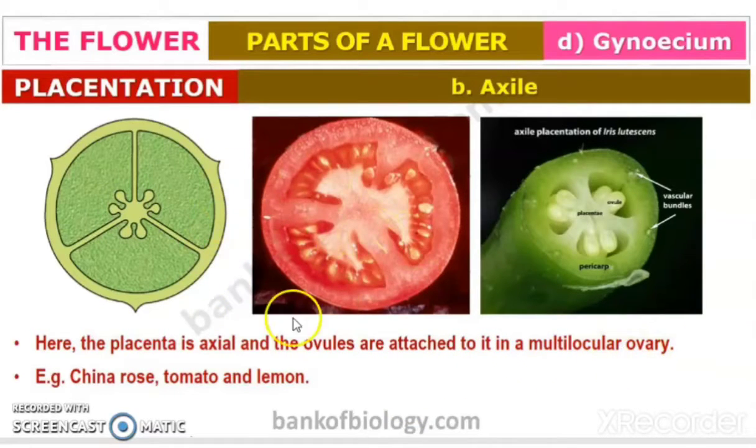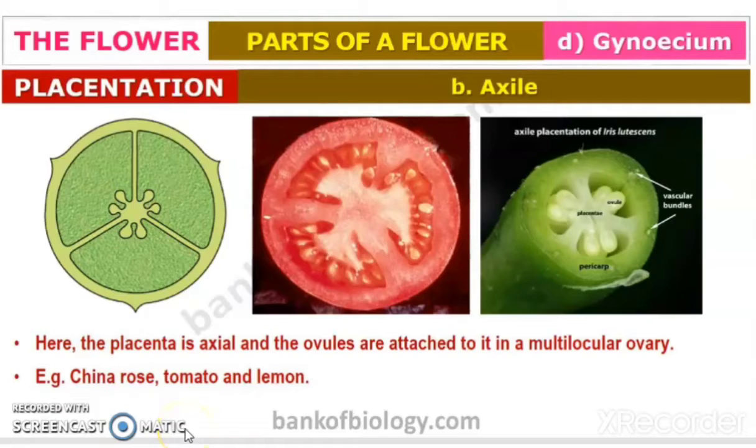It means that many chambers will be there, and the ovules are attached in a multilocular ovary. Locular means chamber, multi means many. So inside the ovary they are seen as different chambers, and the ovules are attached to each of the chambers, that is the inner portion of the ovary.